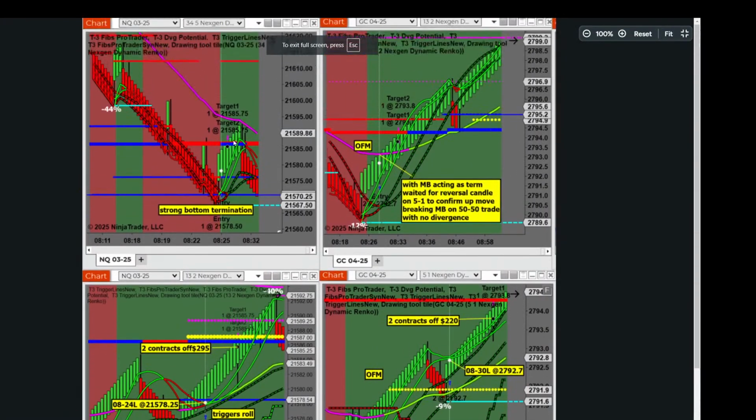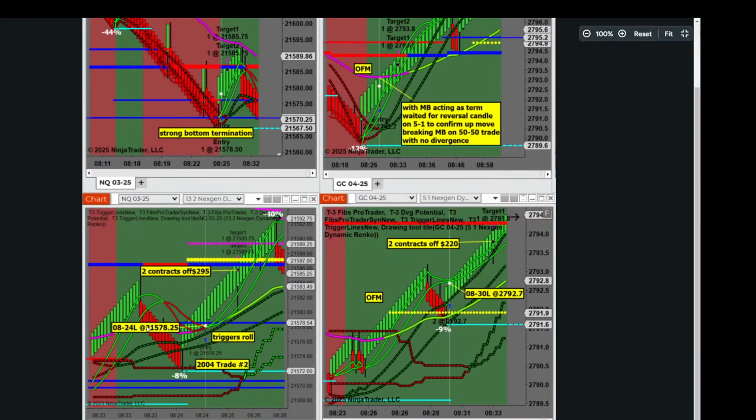I've really started to like this look, Steve. Strong bottom, it's a termination. From the termination, triggers roll, and you buy the pullback to the large triggers. Which happens to be an area right at the large triggers. Uh-oh.